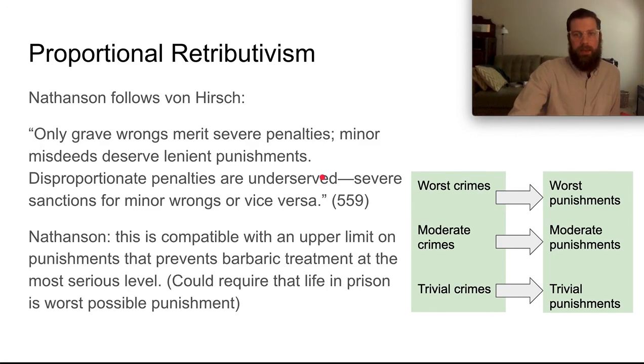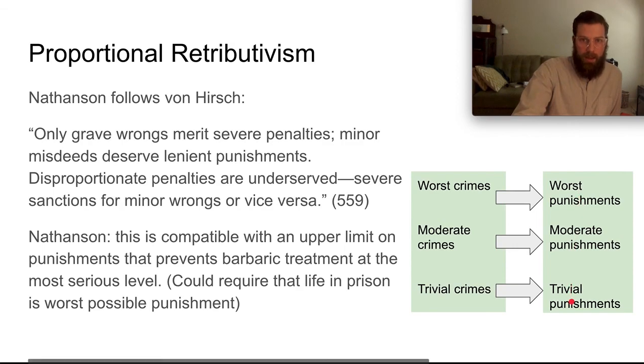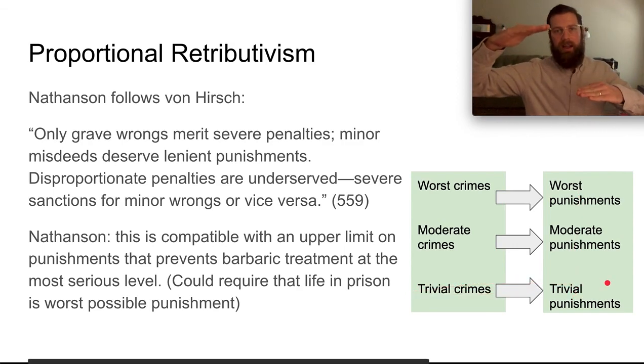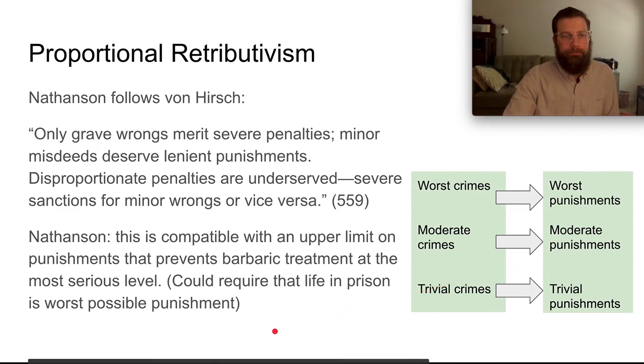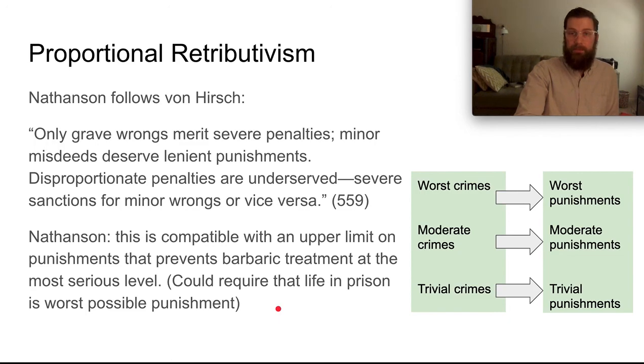But Nathanson points out that this view, worst crime gets the worst punishment, is compatible with having an upper limit on punishments. So the thought here is that the worst punishment could be set at life in prison, and sentencing somebody to death would be beyond the upper limit. But as long as we've got proportionality, worst punishment for worst crime, and so forth, you never have a mismatch of rank, right? But the thought here is that this approach to retributivism, proportional retributivism, clearly does not yet guarantee that the death penalty is what morality requires.